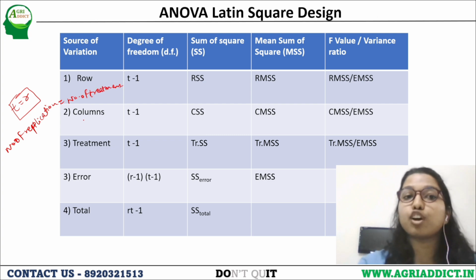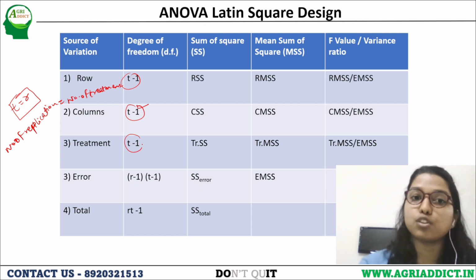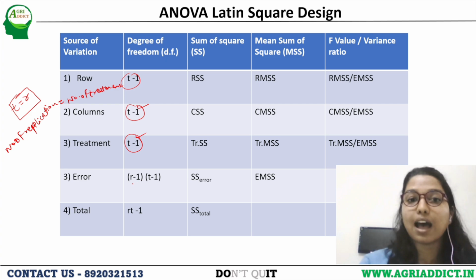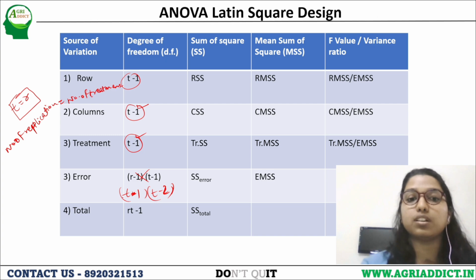So for that reason, this row will be t minus 1, column degree of freedom will also be t minus 1. Treatment degree of freedom will also be t minus 1. Okay. So error will be r minus 1. This is wrong. This will be t minus 1, t minus 2. It will be t minus 1, t minus 2.